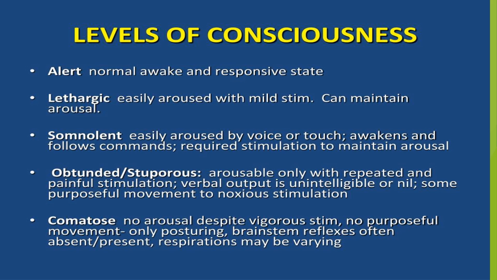When we go to obtunded or stuporous, this is arousable only with repeated and painful stimulation, and the verbal output is unintelligible or nil, and some purposeful movements to noxious stimulation can be seen. Comatose is the condition at which the child has no arousal despite vigorous stimulation, no purposeful movement, and only posturing; brainstem reflexes may be absent or present, and the respiration may vary. So this is the level of consciousness and how we define them.